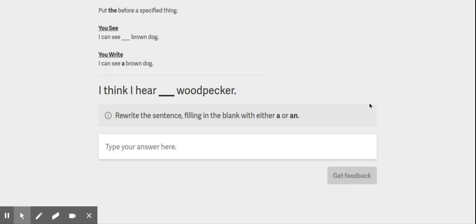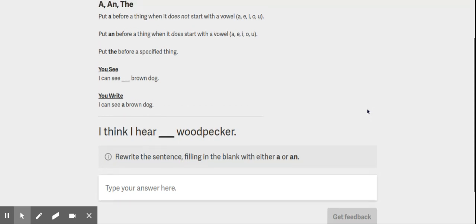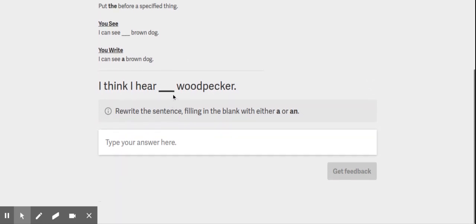Okay, so I think you guys get the idea of what you're going to do for today's lesson and today's practice. Again, we're just paying attention to when we have a or an, we're paying attention to the next word, if it starts with a vowel or a consonant. And then we're listening for things that are specific when we want to use the.